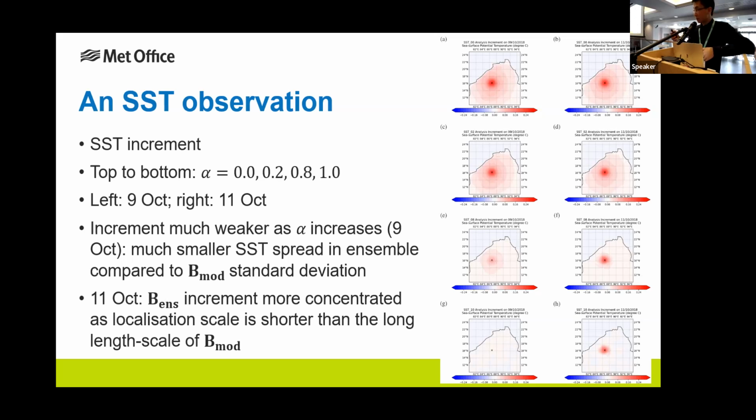But after the cyclone passed, the increment associated with the ensemble B is more concentrated, as the localization scale is shorter than the long length scale of the modeled B matrix. If you compare panels G and H, you can see the direct effect of having a much larger variance in the ensemble.